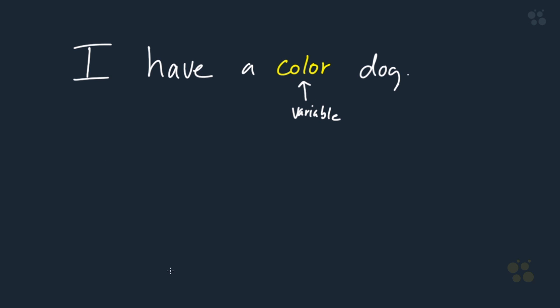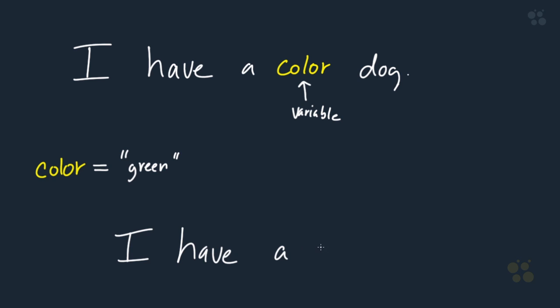So if I'm talking about my dog Fifi, I might set color equal to green. I've got a green dog named Fifi. So because my variable color is equal to green, when my computer says what color dog I have, it says I have a, looks at the variable, looks at what it equals, and says, oh, we've got a green dog here.